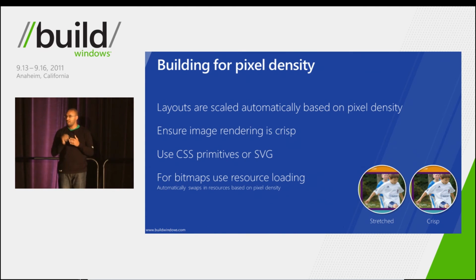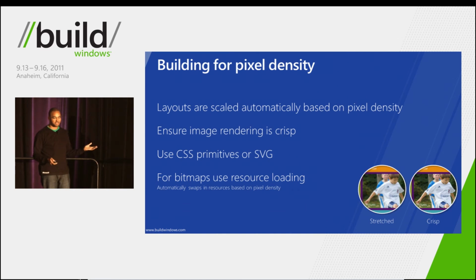So more great news here. If you're using SVG or other CSS primitives, whether it be fonts or rounded corners or whatever they may be, those will scale beautifully regardless of the pixel density. If you're using bitmaps, which a lot of us use, then Windows helps here as well. So Windows will automatically load the right bitmap for the right pixel density scale.